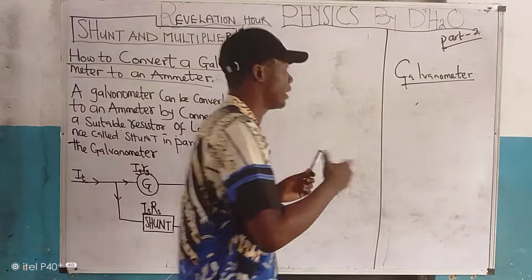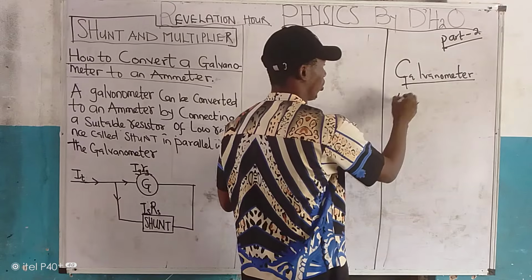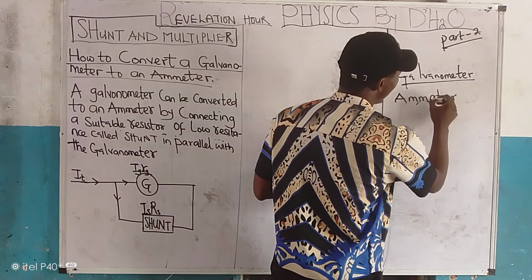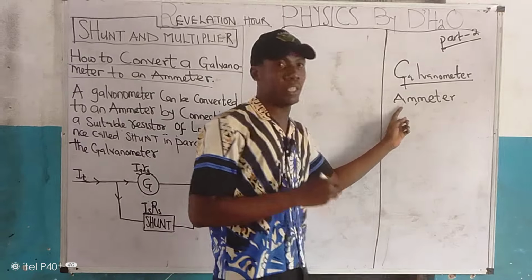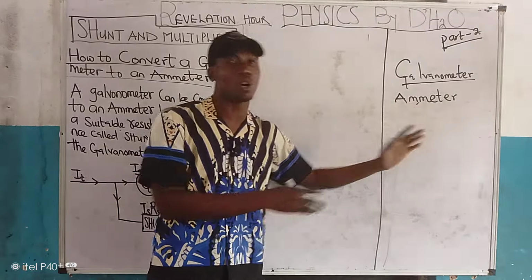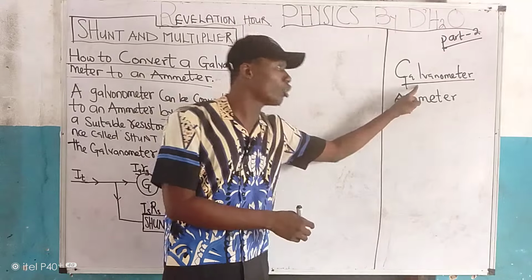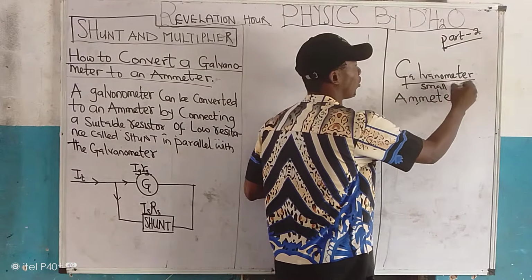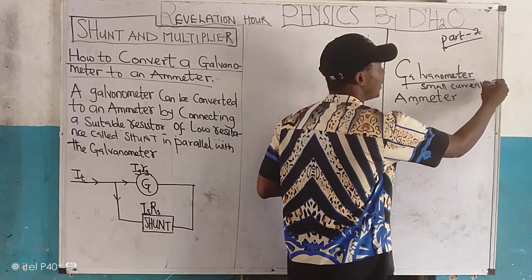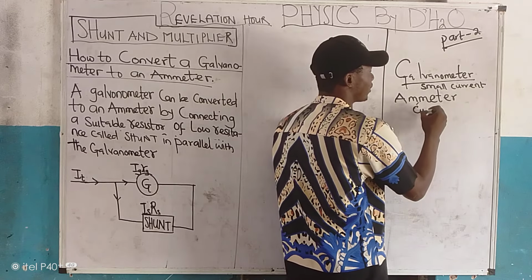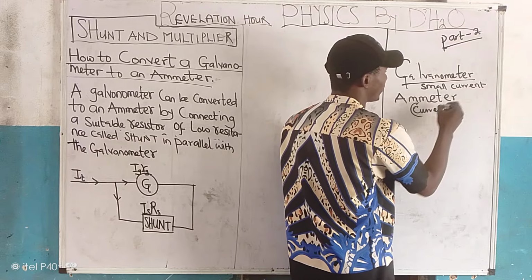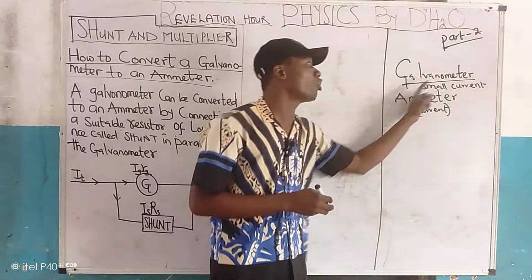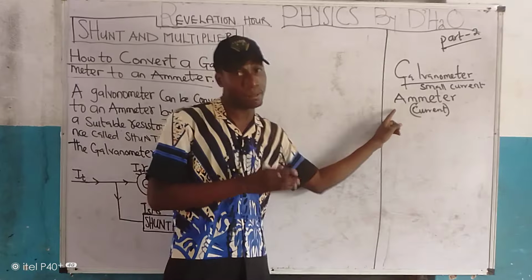Now again, we have another circuit element called the ammeter. What is an ammeter? An ammeter is a device that is used to measure current. But a galvanometer is basically used to measure small current. So you can see that while your ammeter is based on current alone, your galvanometer is for small current. That is to say, your galvanometer is a special type of ammeter.